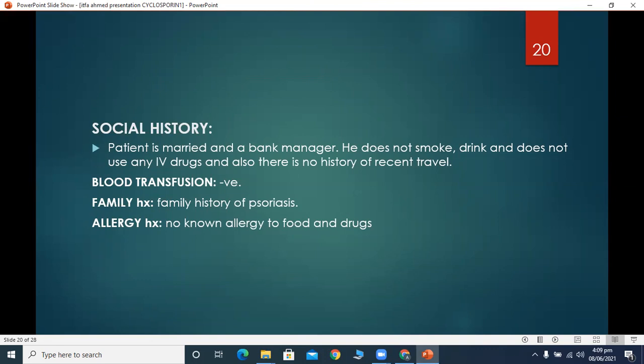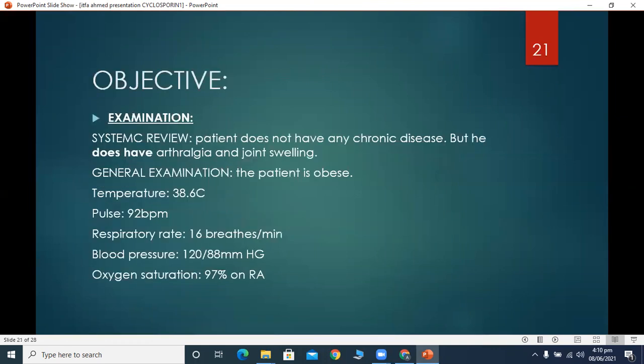He doesn't have any history of blood transfusion, though he has a family history of psoriasis, and he doesn't have any allergies to food and drugs. Now, our objective is that first of all, we will examine the patient thoroughly. We will classify our examination into 3 parts.